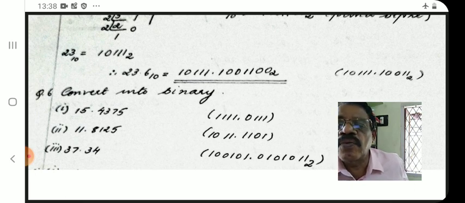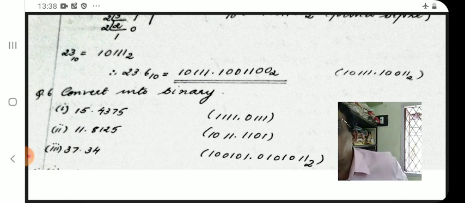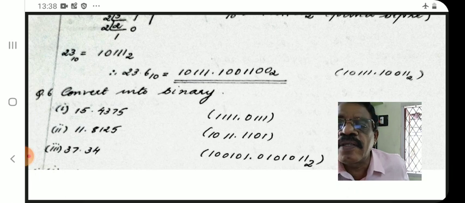11.8125. The answer is 1011.1101. Then the next question is 37.34. The answer is 100101.0101011 to the base 2.